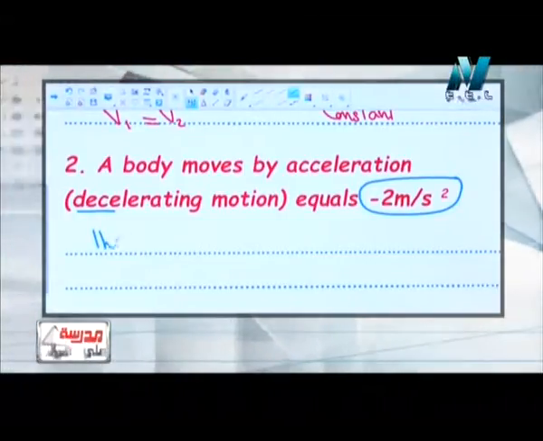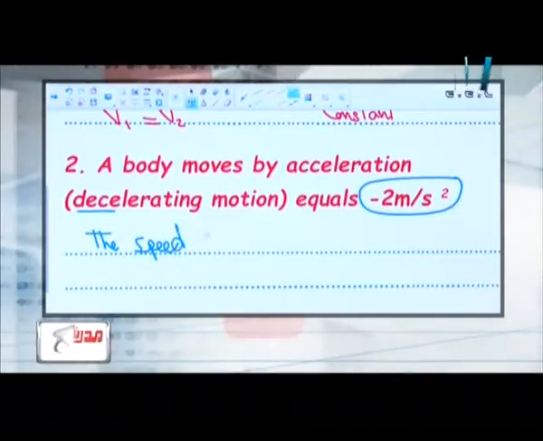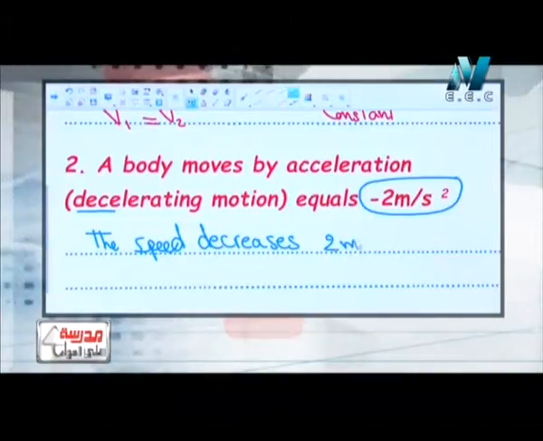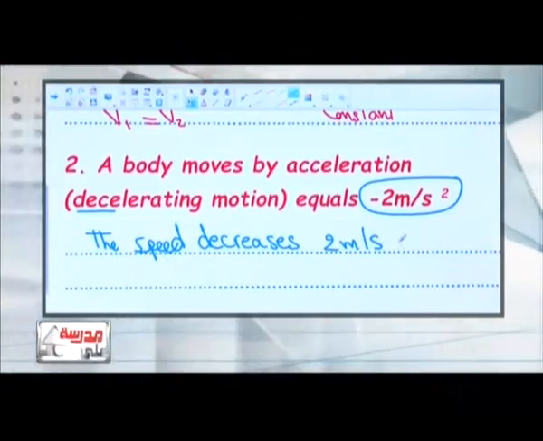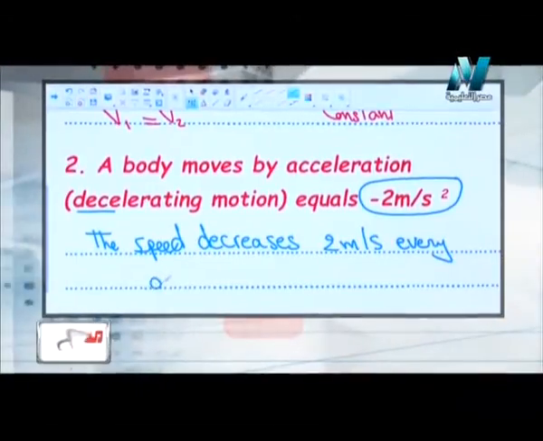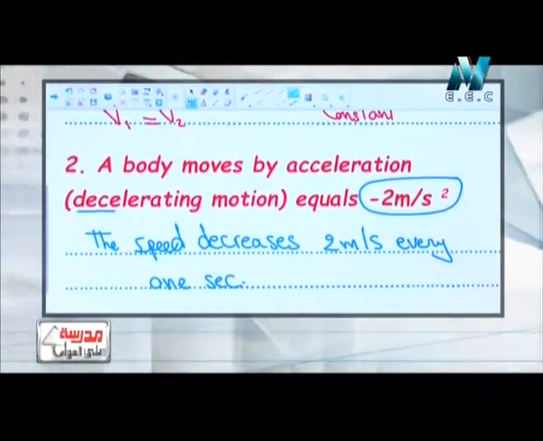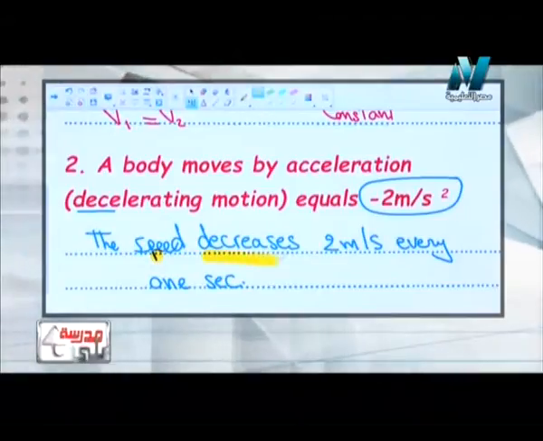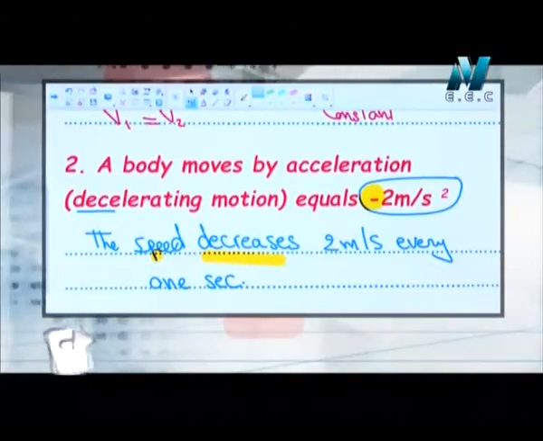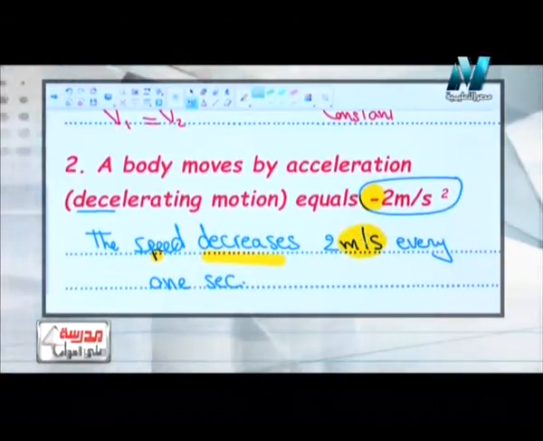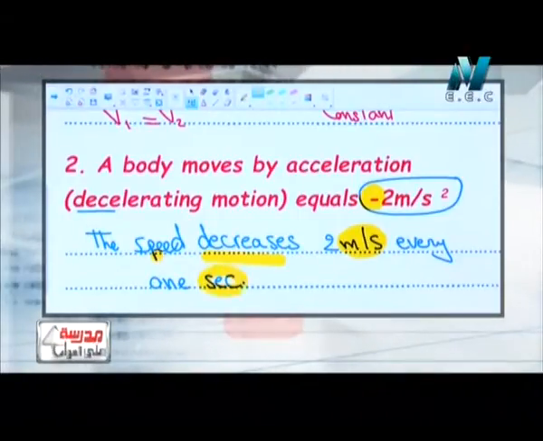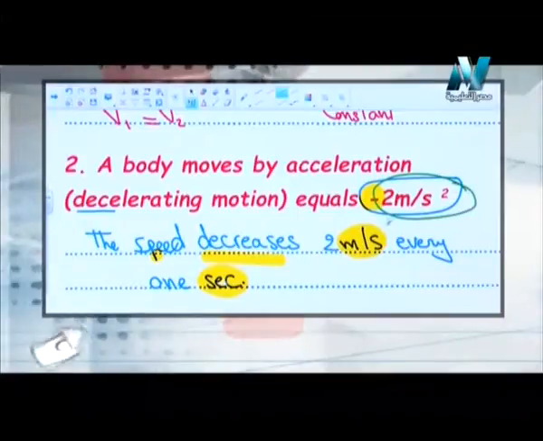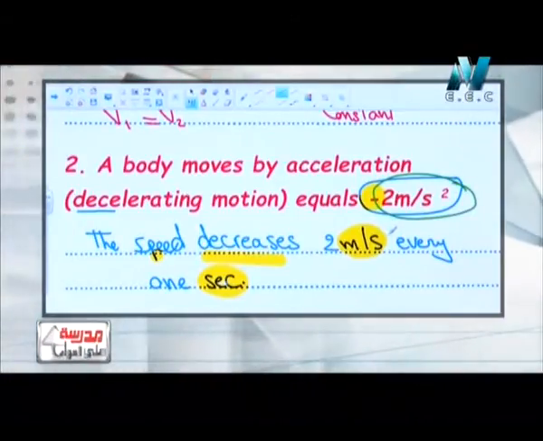So the definition: the speed decreases. How did you know? I tell him from the sign, the negative. The speed decreases 2 meter per second every 1 second. Why do we use this way in our answer? Because we talk about speed decreases from the sign. Speed measuring unit is meter per second, and in every 1 second, because we have another second, we use meter per second power 2 instead of meter per second per second.